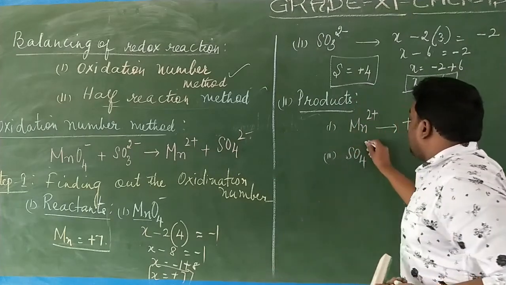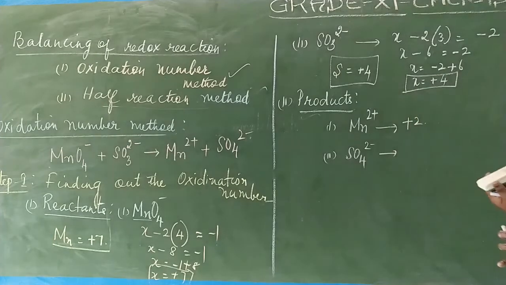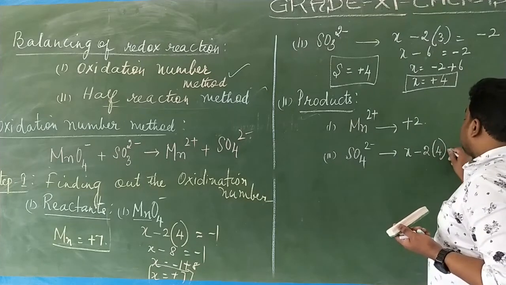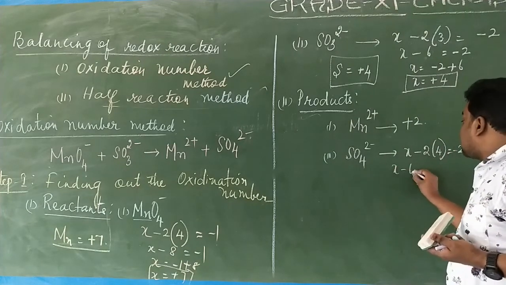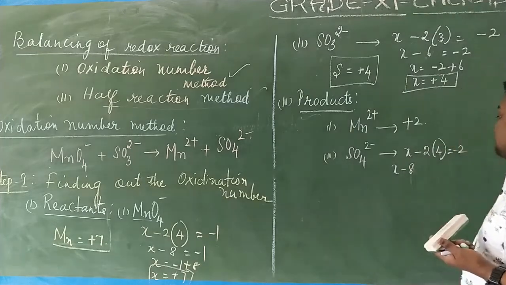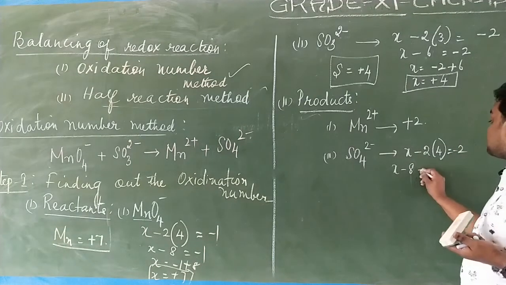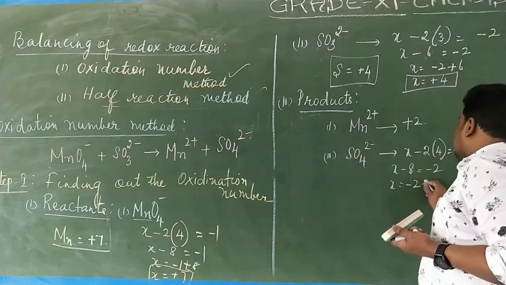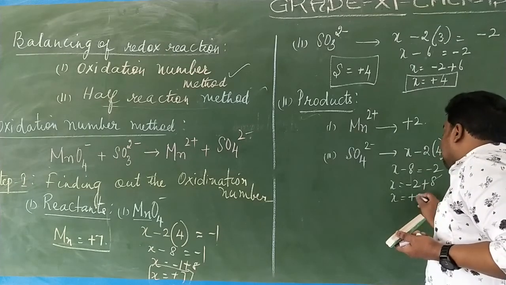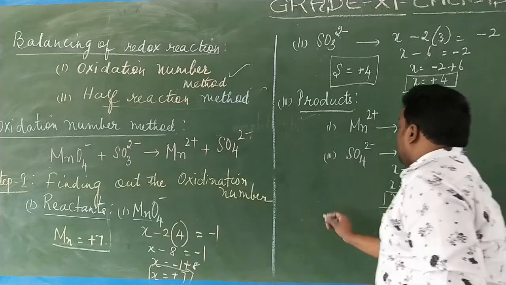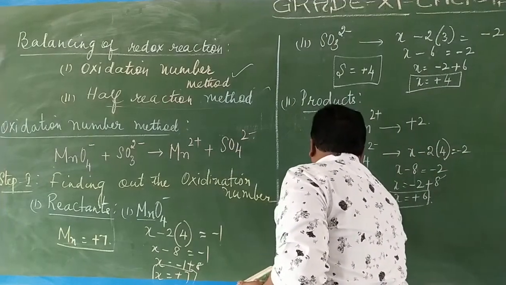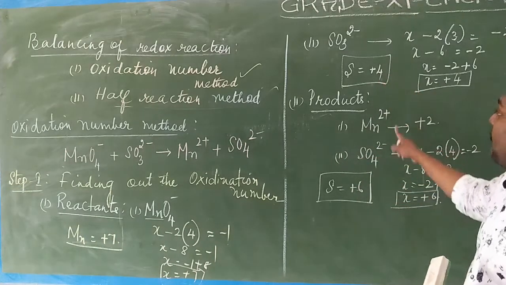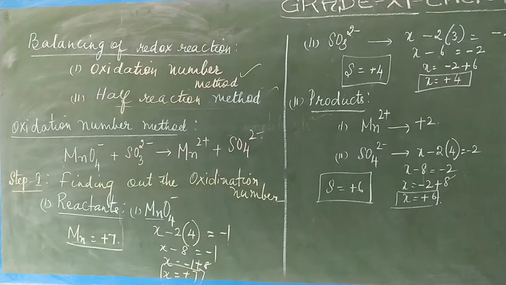So SO4 2 minus, sulfur we have to find out. It becomes X - 2 into 4 will be equal to -2. So X minus 2 into 4, 8, will be equal to -2. So X will be equal to -2 plus 8. So X is equal to +6. So for sulfur in SO4 2 minus it becomes +6. Now I got the oxidation numbers for both the reactants as well as the products.